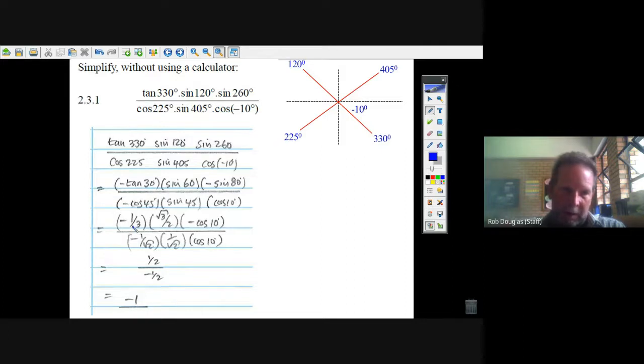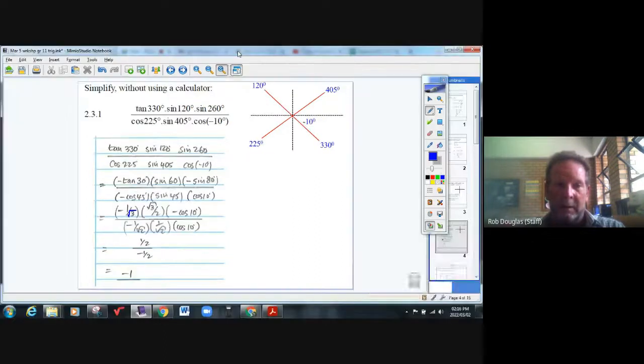Now you can see that root 3 and that root 3 cancel. You've got 1 over 2 in the top, 1 over 2 in the bottom. The cosines cancel. There's 3 negatives, which make it a negative, but the final answer is 1. And that's it. That's the whole thing done.